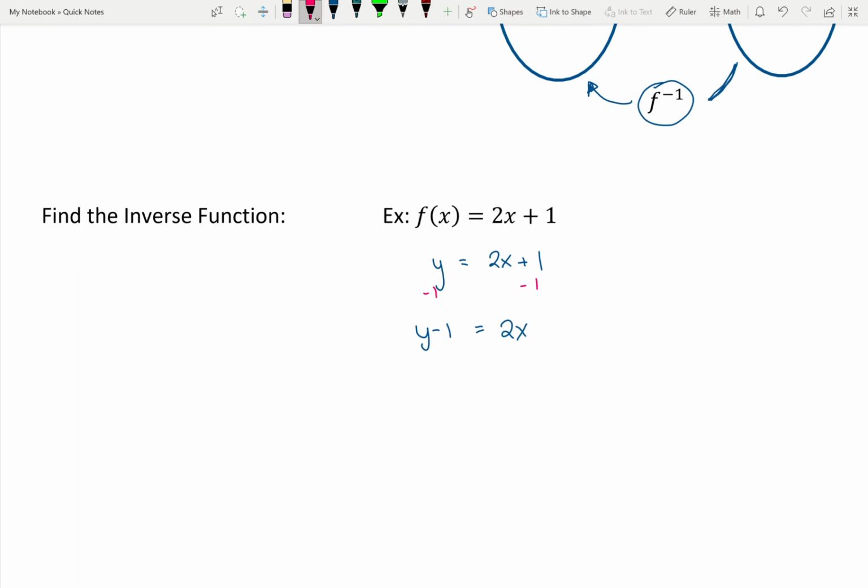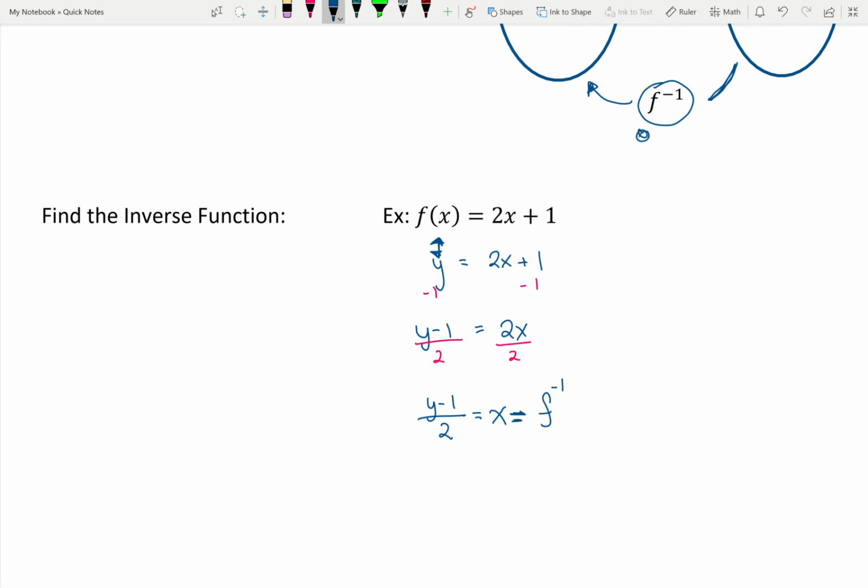The second thing I'll do is divide out by 2, because that's the only thing attached to my x that's left. Divide by 2. So I have y minus 1 divided by 2 equals x. And the thing here is, just like how y was rewritten as f of x, y was the nickname for the proper name f of x, x here is the nickname for what we're going to write properly as f inverse.